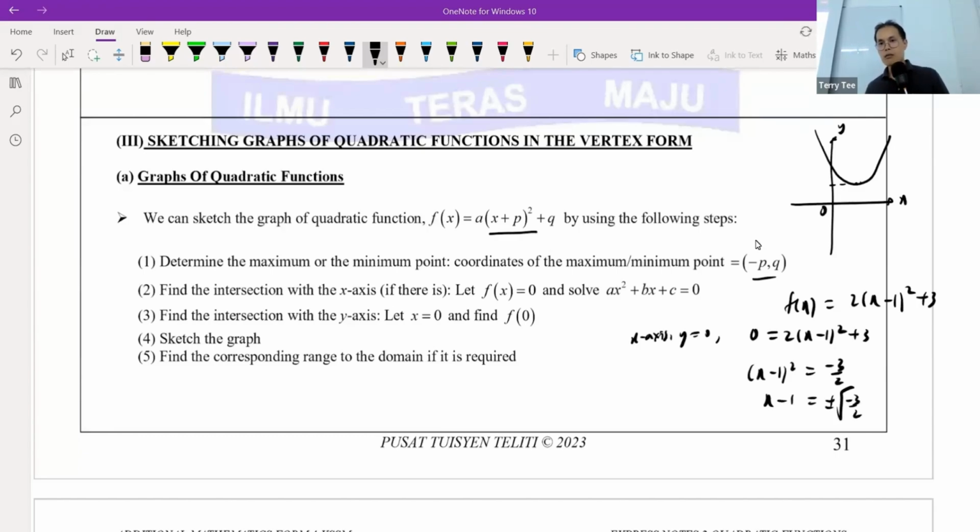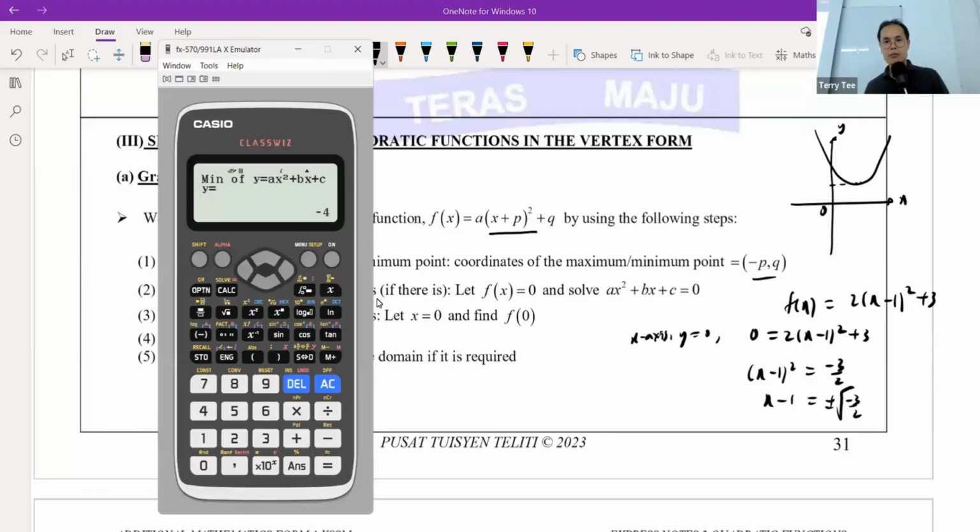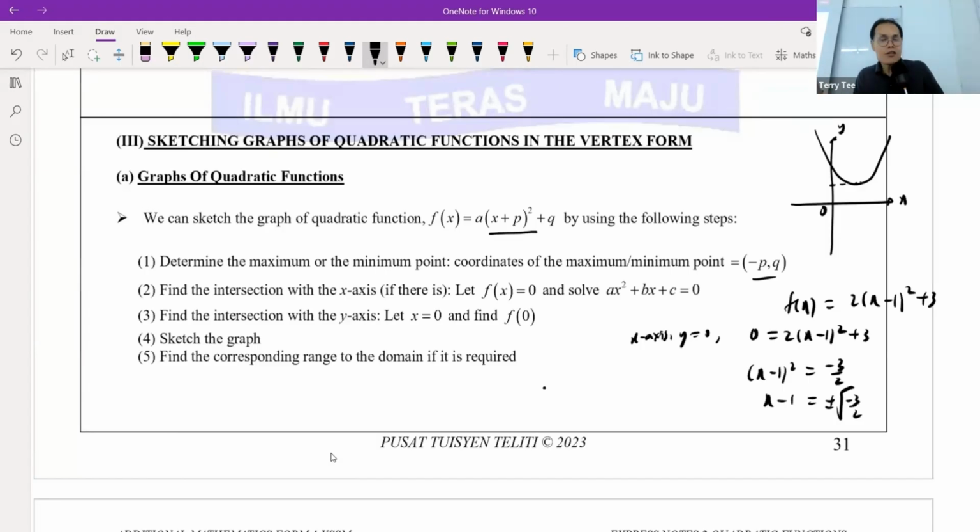Then I go and type in my calculator. Can't see this calculator. You can see this one, right? I type in my calculator, I put square root negative 3 over 2. What do you get? Math error. Obviously, you get math error because there's no intersection, right? There's no solution. So not all graphs would cut the x-axis, right?